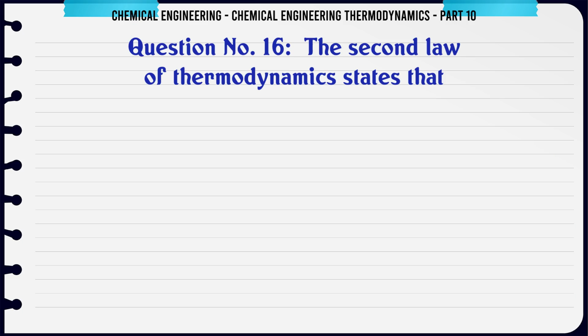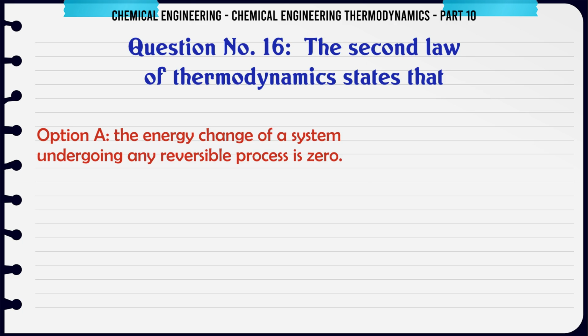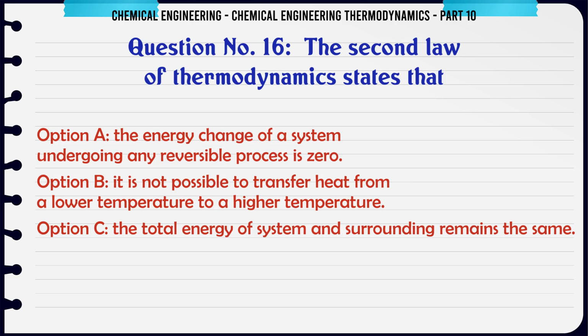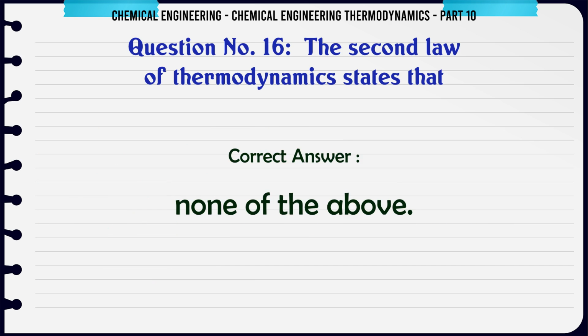The second law of thermodynamics states that: A. The energy change of a system undergoing any reversible process is zero. B. It is not possible to transfer heat from a lower temperature to a higher temperature. C. The total energy of system and surrounding remains the same. D. None of the above. The correct answer is none of the above.